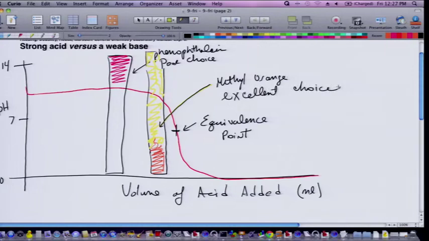So that should be pretty obvious, and you really got to think about, well, weak base, what's the pKa of the weak base, and if I have an indicator that's titrating in that range, not going to be good, not going to be good at all.